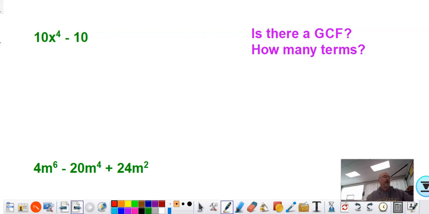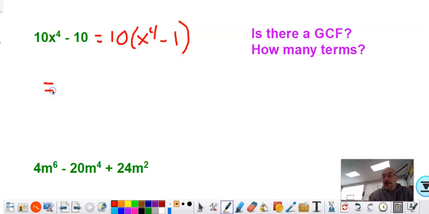Okay, this one. All right, well, okay, little details on this one. So I'm going to pull out the GCF, which is 10. And I'm left with x to the 4th minus 1. Okay, all right. Think about this. X to the fourth minus 1 is a difference of 2 squares. It is a difference of 2 squares. So I've got x squared plus 1 and x squared minus 1.